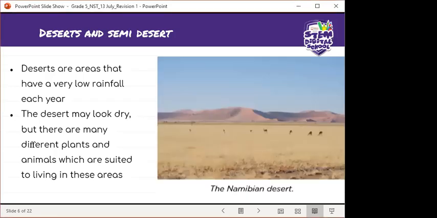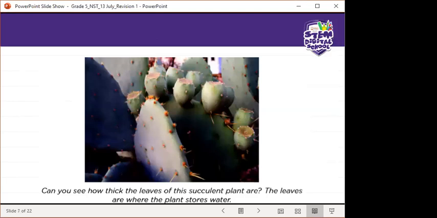So guys, here we have an example of a desert. This is the Namibian desert. As you guys can see from the picture, it looks fairly dry and it looks like there's no life, but there is actually life. As you can see, we have some animals there, probably bugs, right? Yeah, they look like bugs and it's quite dry.